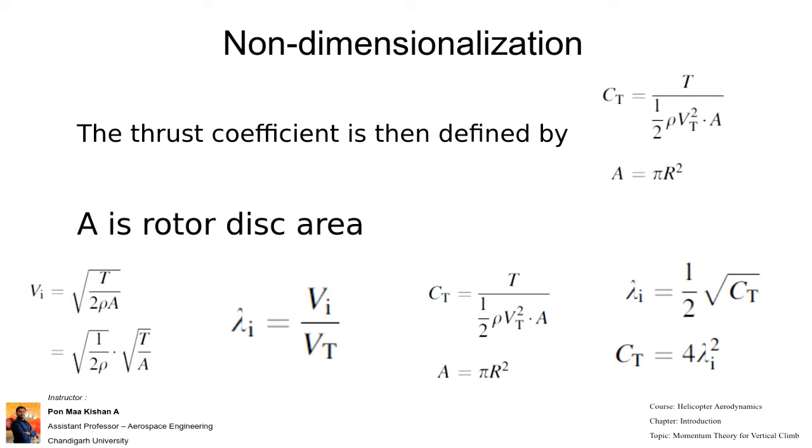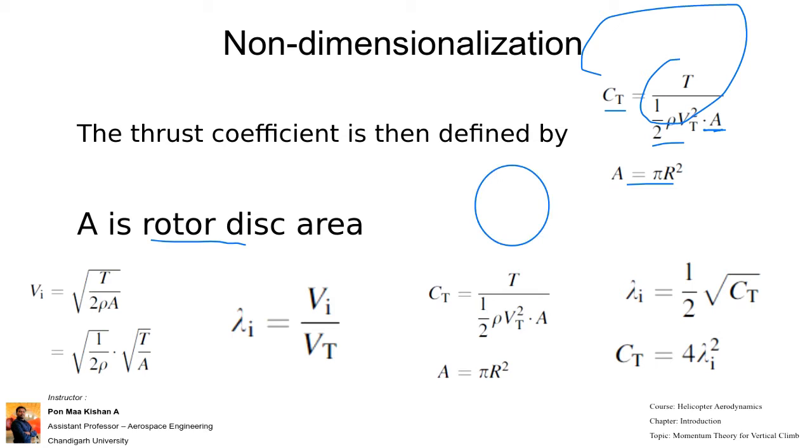In coefficient of thrust, as we have already learned, the coefficient of thrust is given by the thrust force divided by half rho V squared into the reference area. Here the area is pi r squared, which is nothing but the rotor disk area. Suppose you see it from the top view, the aircraft rotor disk will be circular in pattern. I hope you can see the circle.